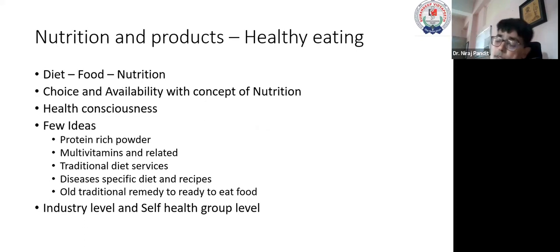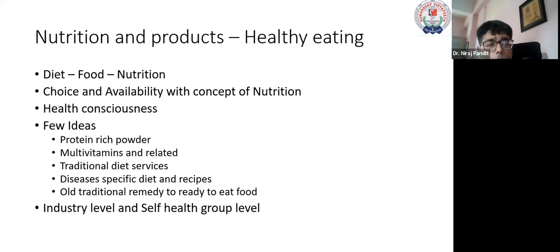Nutrition and nutrition products are very important. See, we all know diet, food, and nutrition, but the difference is very important. So choice and availability, with the concept of nutrition, nobody knows. Even today NFHS-5 and the upcoming NFHS-6 data say that India's nutrition is very poor. We have the highest anemia, we have the highest stunting. What is the problem? That needs to be tackled with diet and nutrition products.